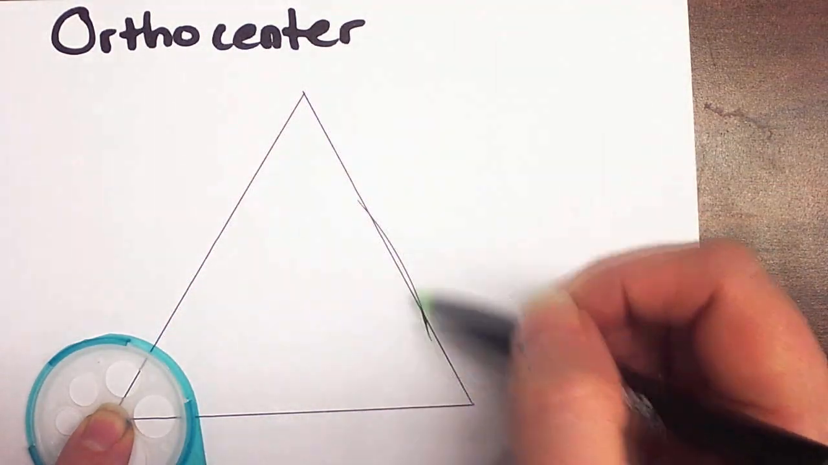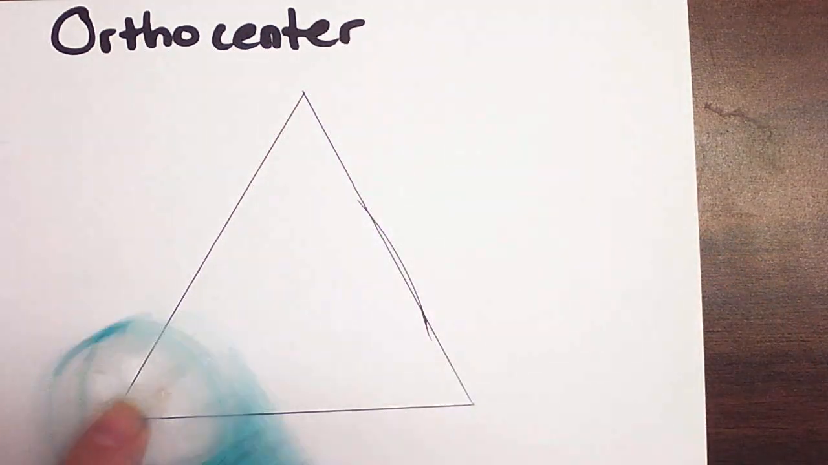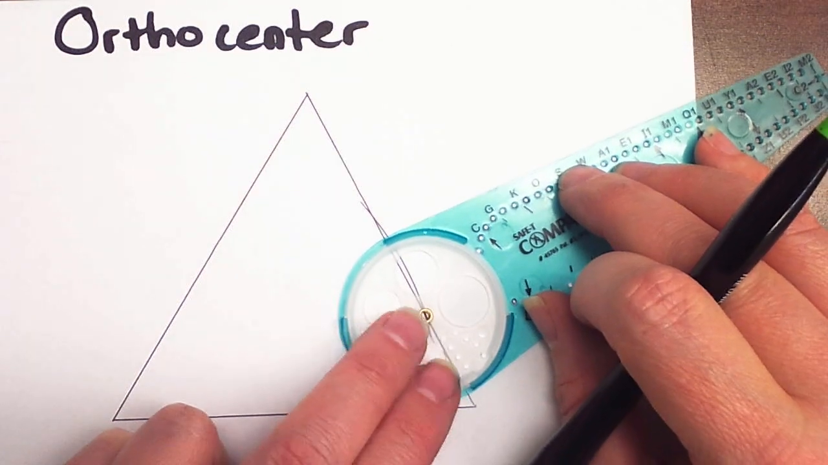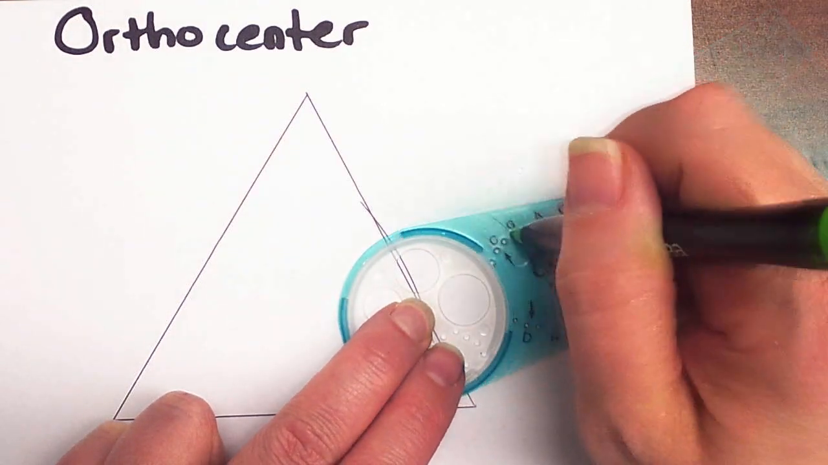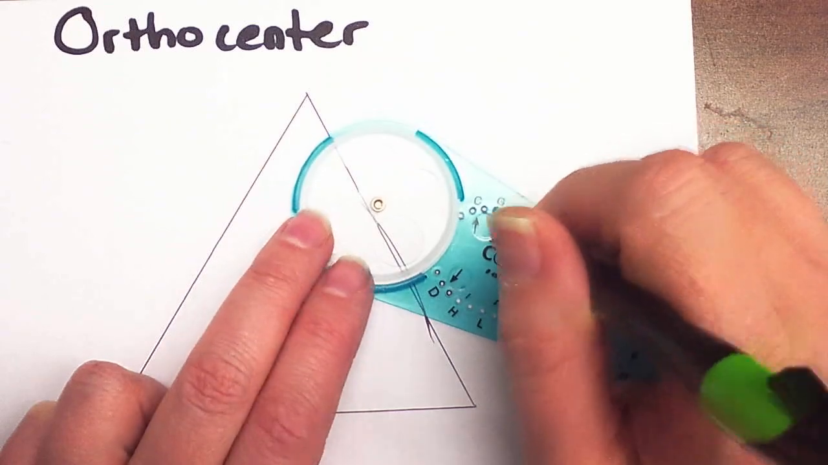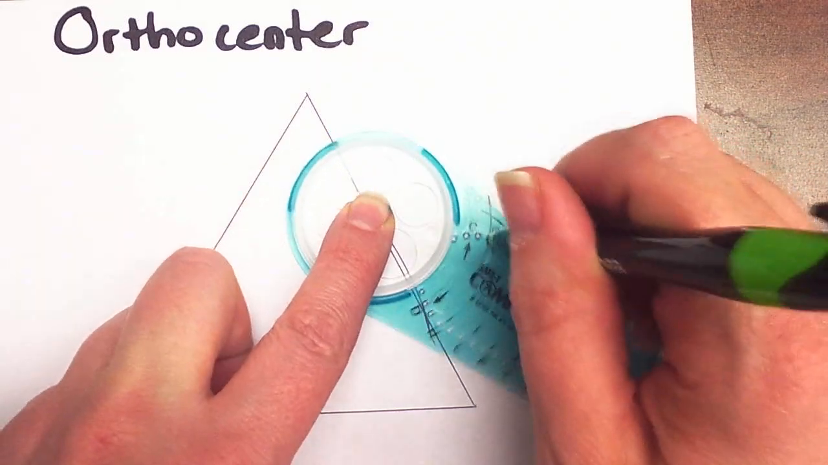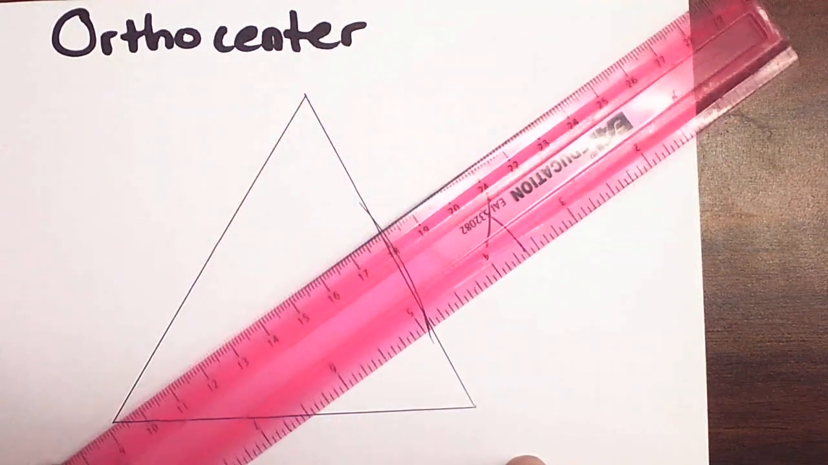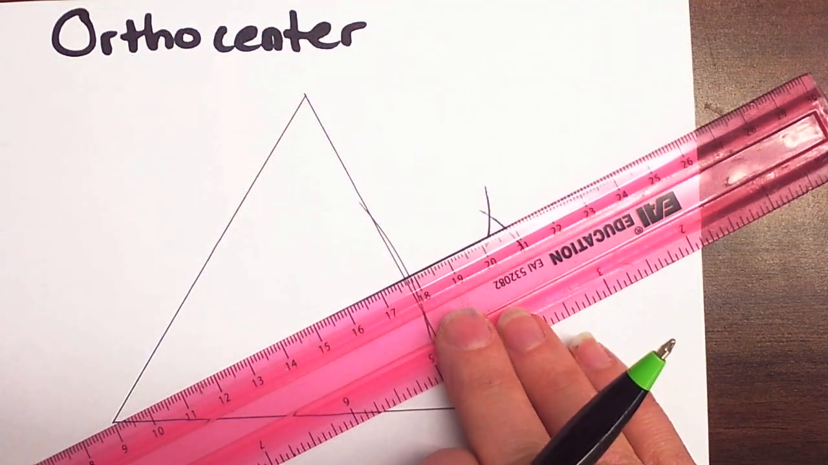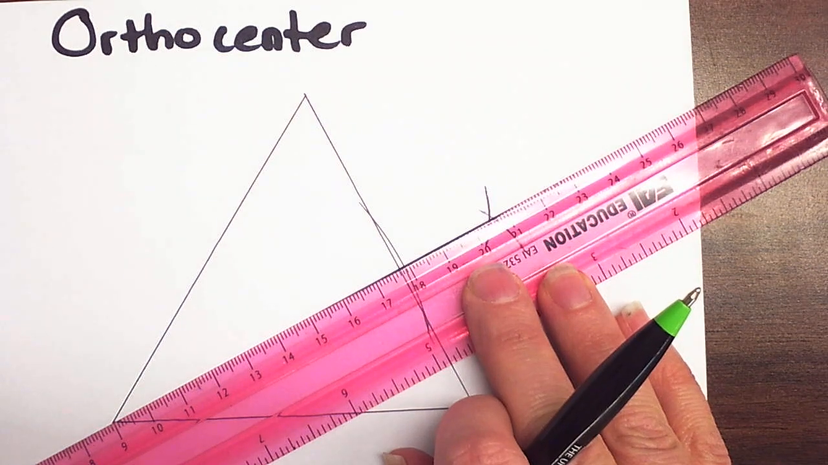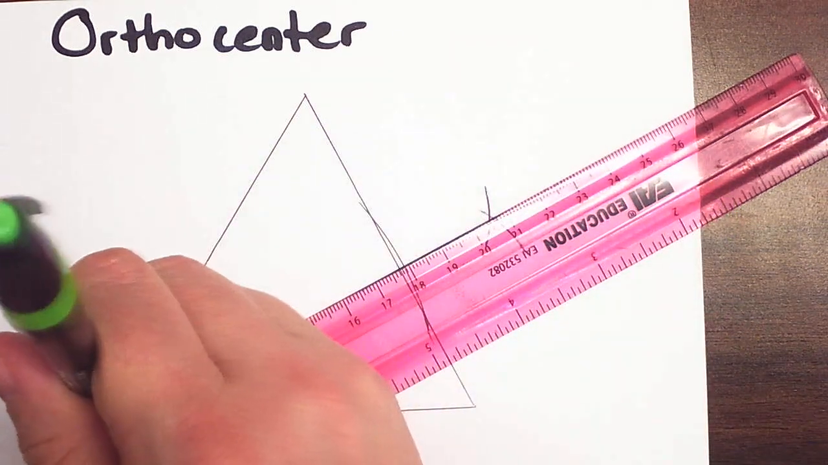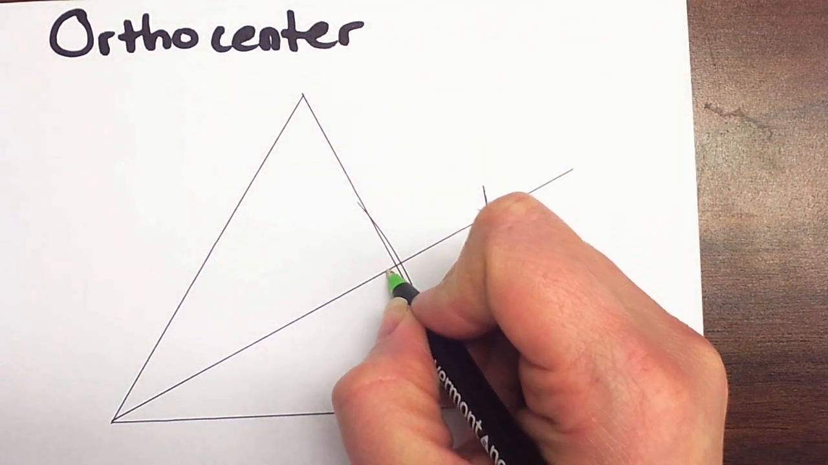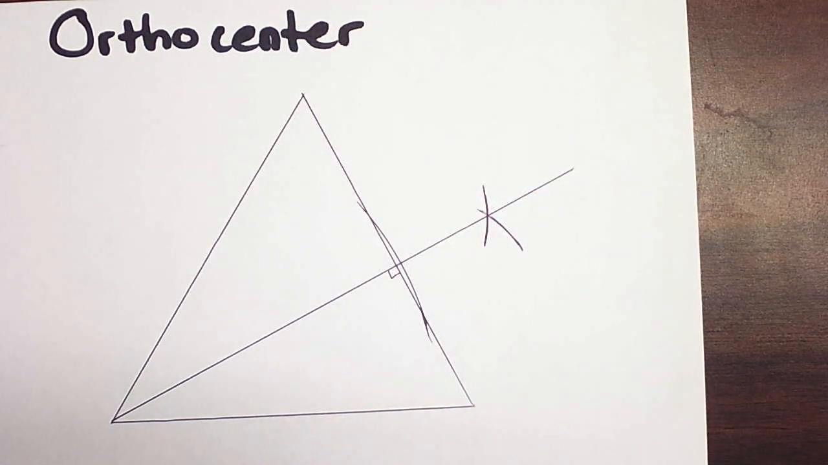locations with an arc on the other side, and then use those intersections to find a point that is equidistant from them on the other side of the base. So in this case, here's my altitude, and this is 90 degrees on that side.